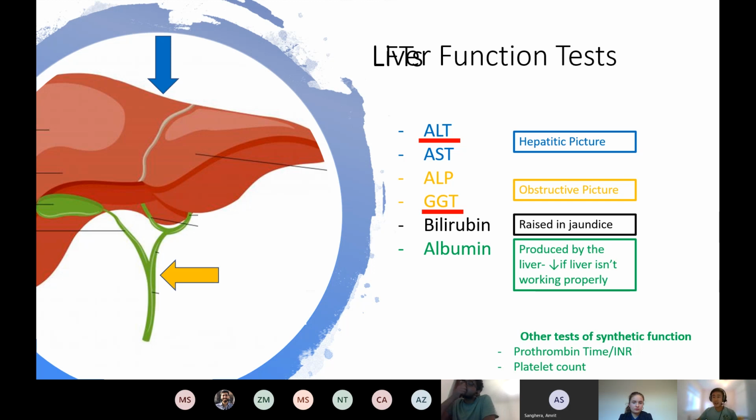ALT, fantastic, Zach. Really, really good. So ALT for hepatitic. I remember it as L for liver. AST is also released from some cardiac myocytes and things like that, but L for liver, that's the specific one. What about for the yellows? Slightly harder, but please have a guess. It's 50-50 and no one's judging here.